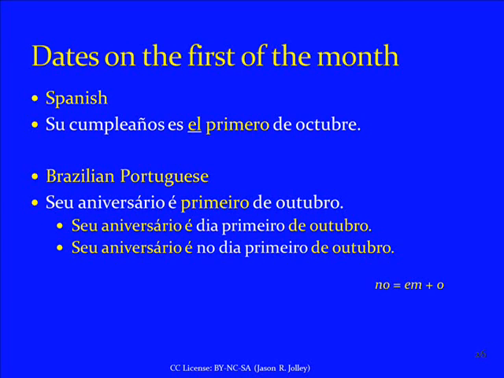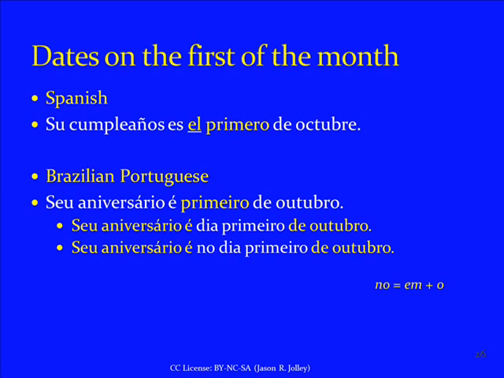However, there is a similarity too, because as with Spanish, in Brazilian Portuguese, when a date falls on the first of the month, instead of using the cardinal number, we typically use the ordinal number primero in Spanish or primeiro in Brazilian Portuguese, as these examples show. So in Spanish, I might say her birthday is on October 1st. I would say su cumpleaños es el primero de octubre. Again, there's that definite article I underlined for emphasis.